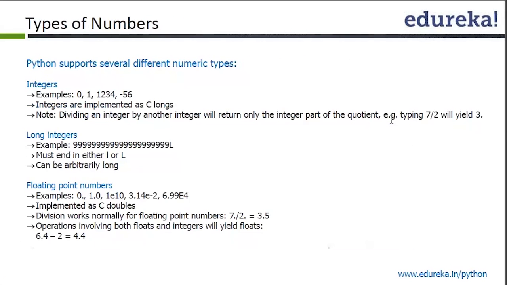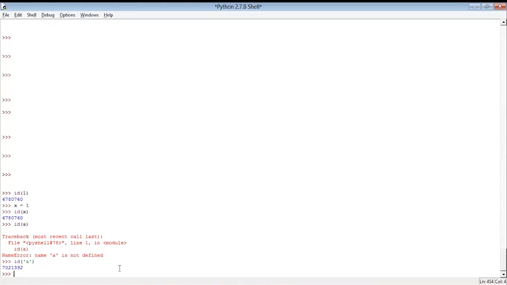Now, Python supports different types of numeric types. You have, for example, 0, 1, 2, 3, 4, 5, 6. They are all integers, right? Integers are implemented as C-longs. It's comparable to C-longs. And dividing an integer by another integer will return only the integer part of the quotient. For example, dividing 7 by 2 would yield 3. So see this, 7 divided by 2 is 3.